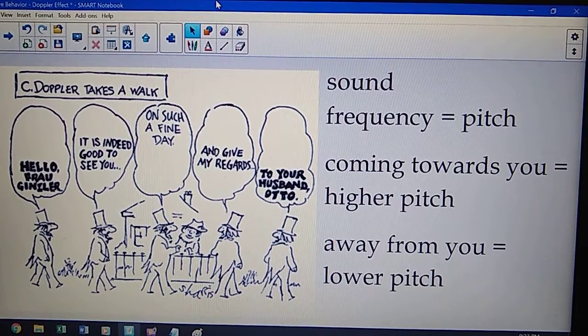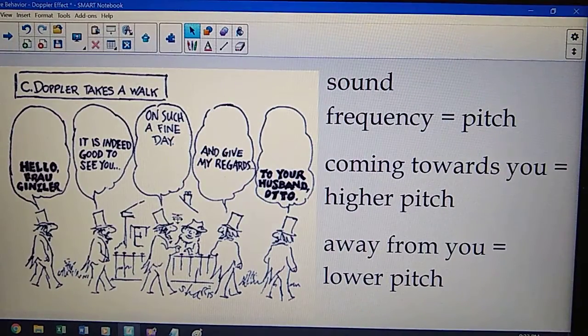With sound waves, the way that we interpret frequency is through the concept of pitch. So as it's an object that's coming towards you, you would have a higher pitch. It would sound a higher pitch. When the object moves away from you, it's a lower pitch. You most commonly might experience this with, say, a fire truck or a police siren, for instance.